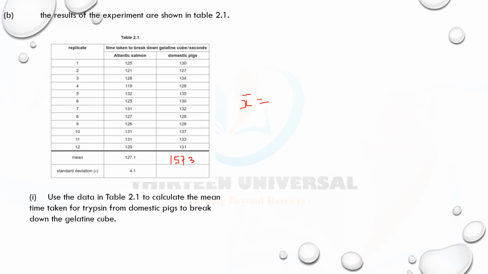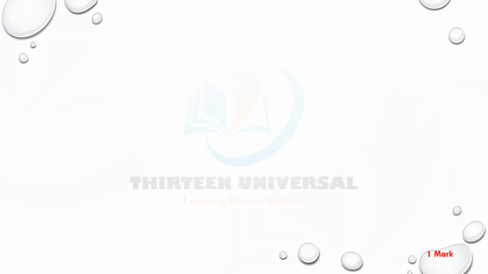You remember the formula? Summation of X, add up X and then divide by N. So our summation of X is 1,572. So divide it by N. N is 12. So when you divide that by 12, it is going to give you what? 131. Check it. All right. So that's our mean. One mark. That's not bad. 0.1 seconds. Let's go on.